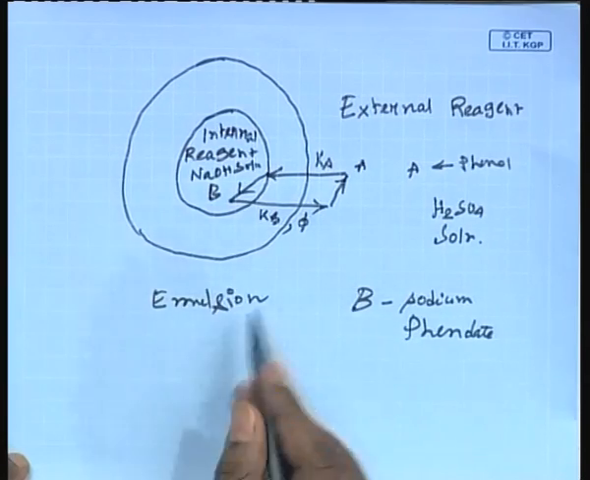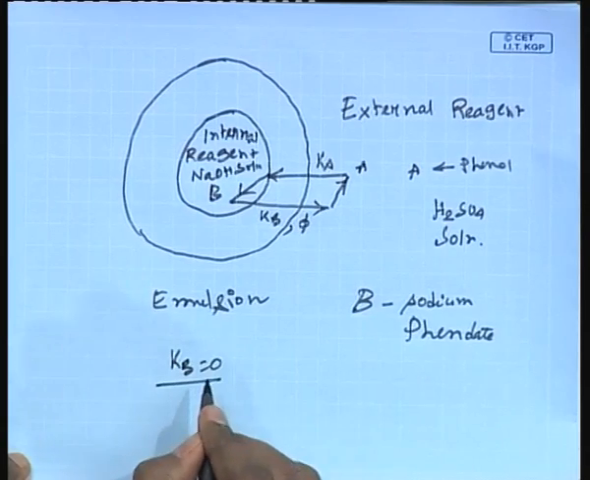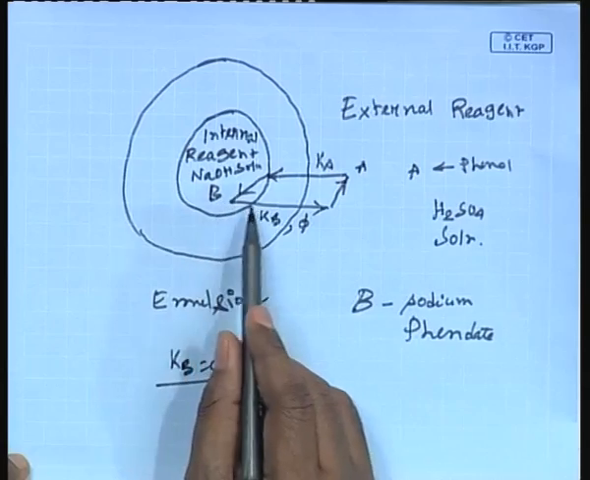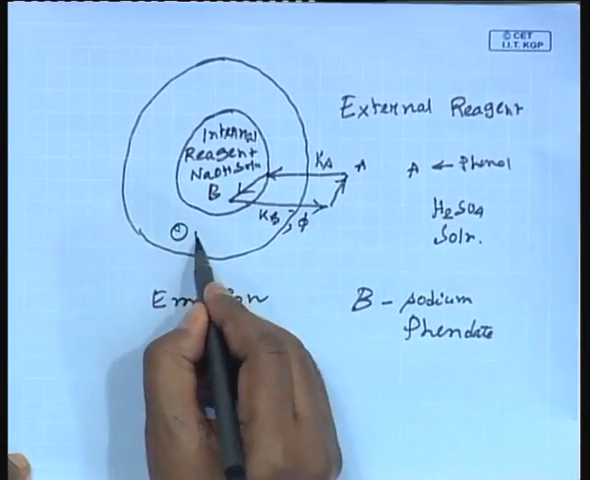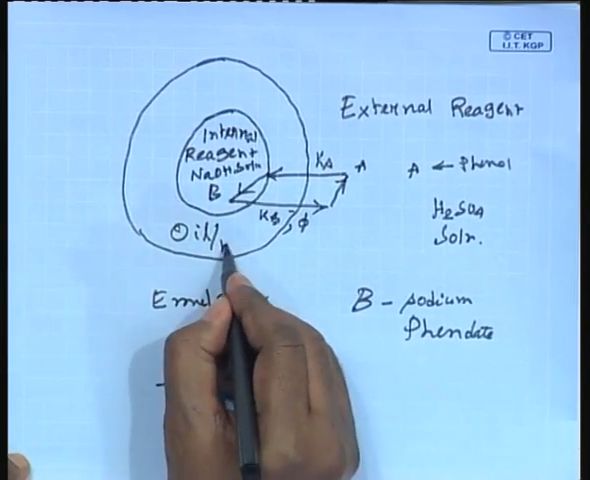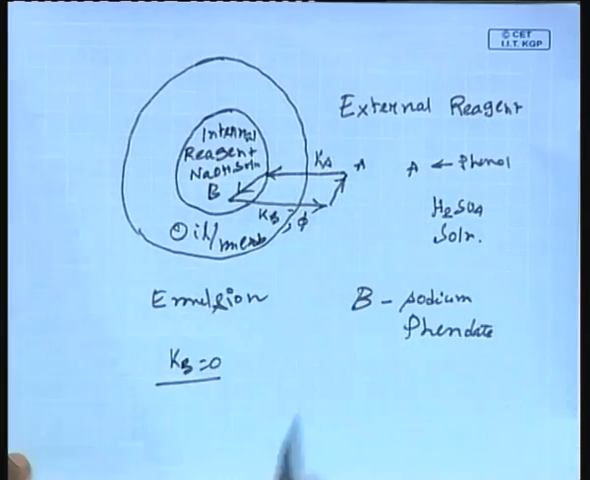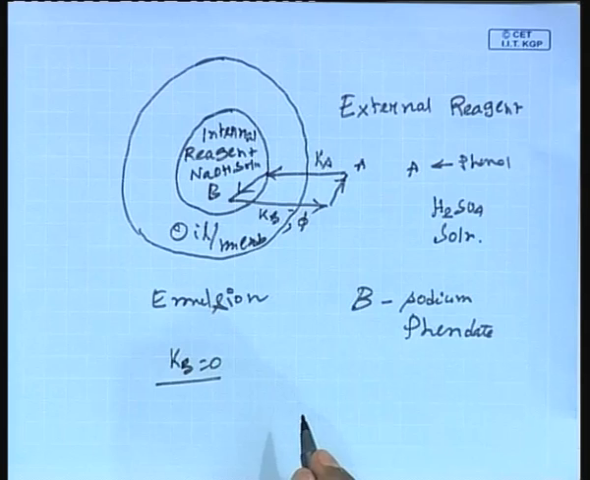So, the whole thing I am saying is that Kb may be equal to 0 if the species B does not like the hydrophobic environment. So, it cannot diffuse through the oil phase, this is the oil or membrane phase. This is the internal phase, this is the external phase. So, now we will go into more details.